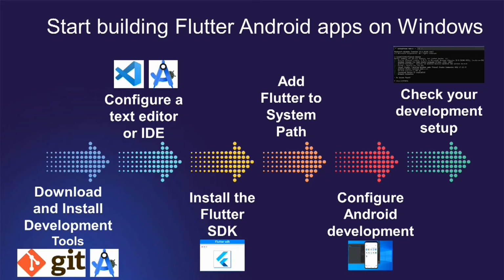The very first step is to download and install development tools like Git and Android Studio. You can see on the screen, the first step is to download and install development tools. Once it is downloaded and installed, we can configure a text editor or IDE, which is Visual Studio Code or Android Studio. After that, we can install the Flutter SDK. And once it is installed, we must add the Flutter installation to the system path so that it can be accessed from anywhere. Then we have to configure Android development.